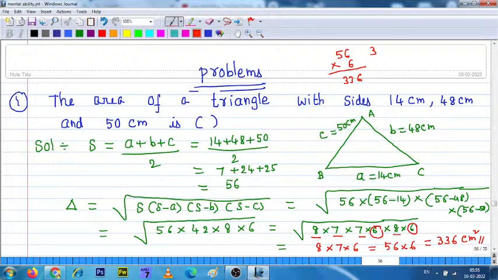The area of the right. So let us move to next question.